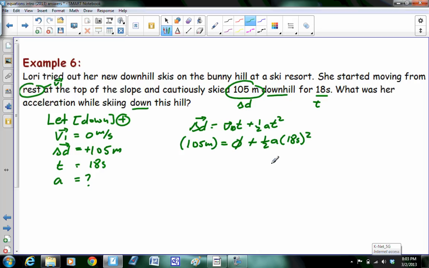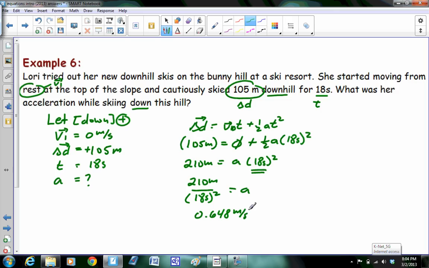So we're going to clean this up a little bit. I'm going to multiply both sides by 2 to get rid of the half. So it'll be 2 times 105, so it'll be 210 meters equals a times 18 seconds squared. Now I have to get rid of this 18 seconds squared, so divide both sides by that. Over 18 seconds, don't forget squared. That's going to be my acceleration. And when I do all of this, I'm going to get a number of 0.648 meters per second squared as my acceleration.